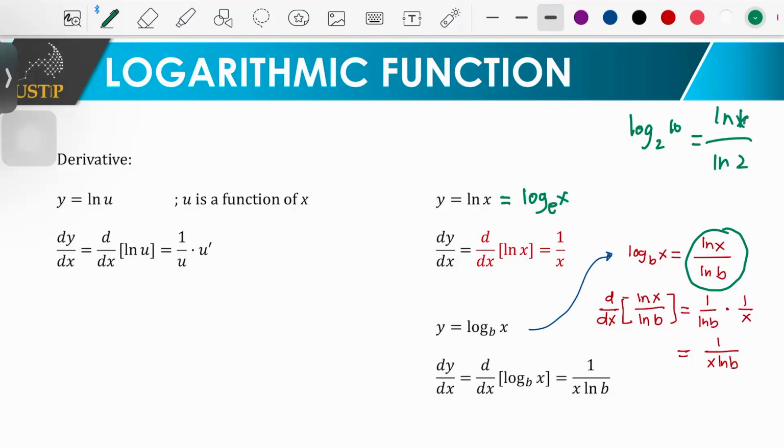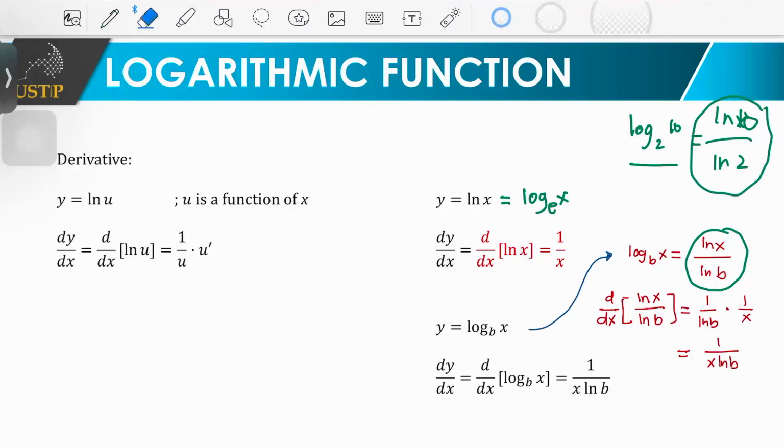So, if you calculate, class, you can try it on your calculator: log 10 base 2. Then check whether ln 10 over ln 2 is equal. And that will be equal.